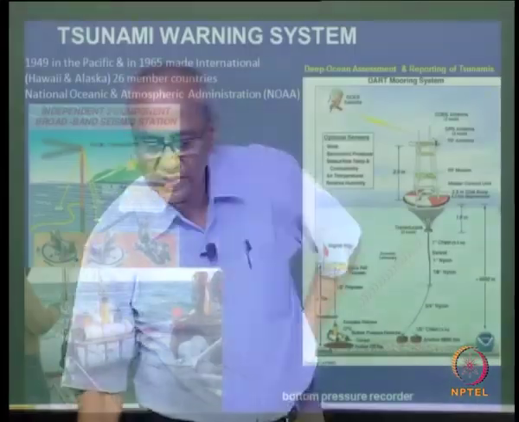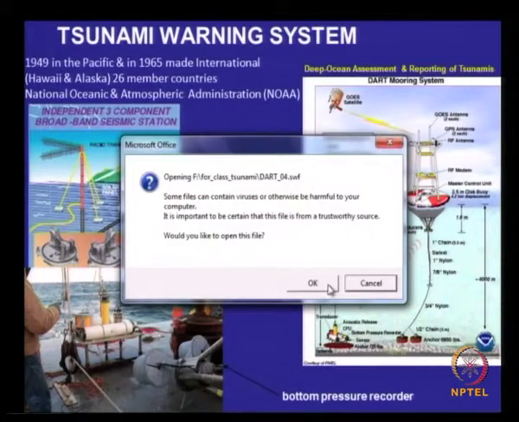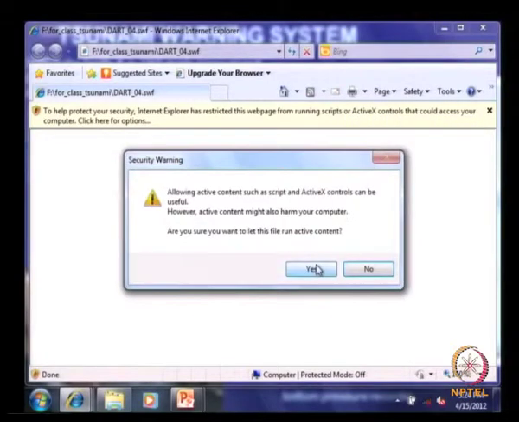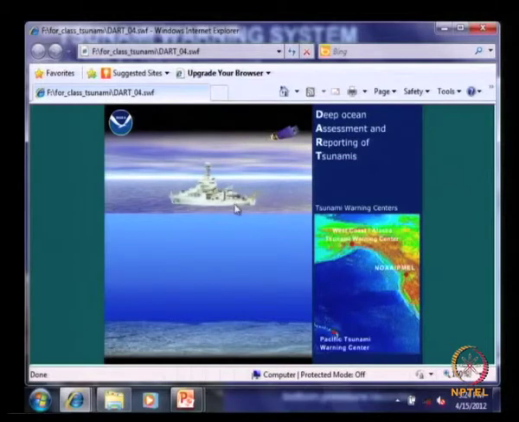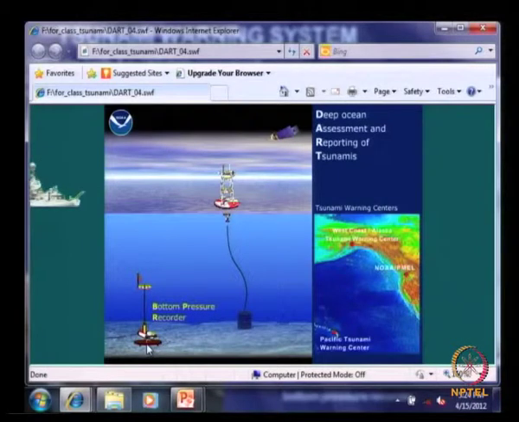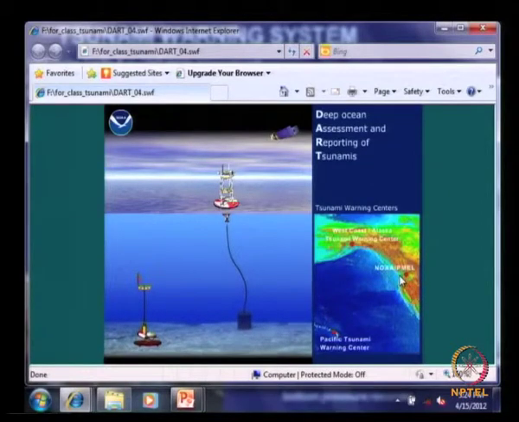So this is based on this principle, this DART system works. You have the wave rider buoy, you install a bottom pressure recorder, and then when there is a shake in the earthquake, the signal is sent to the wave rider buoy, from which it goes to the satellite, and from there it sends a warning signal to the onshore station.